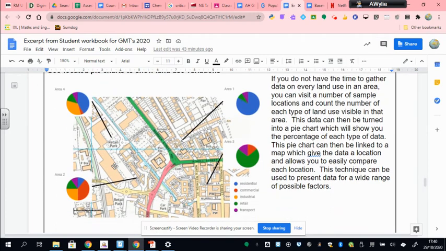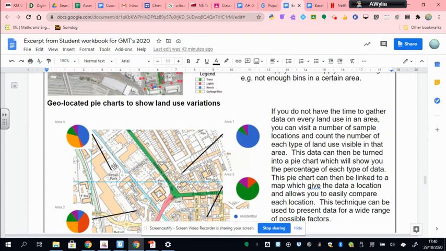Right, this technique, you've come across this before. This is geolocated pie charts. So if we can't actually physically visit an entire urban area, we just visit some spots in an area and then count the amount of each of the different land uses found in that area. We can then turn that raw count into a pie chart.